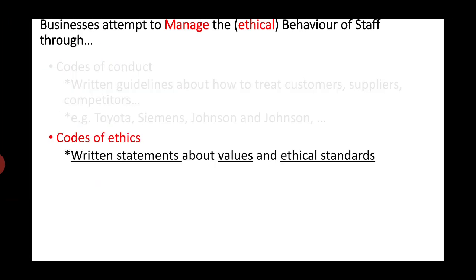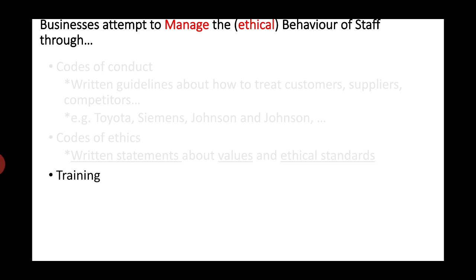Number 2, codes of ethics. Written statements about values and ethical standards. They want employees to learn them as they are written. Why are they written? They are written for the employees to go over and study, because sometimes you are new to the culture, to the country, to the society, and your background is different, so the written codes are there for you to learn.